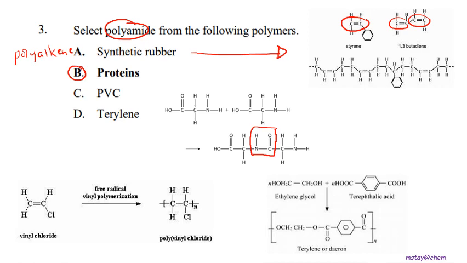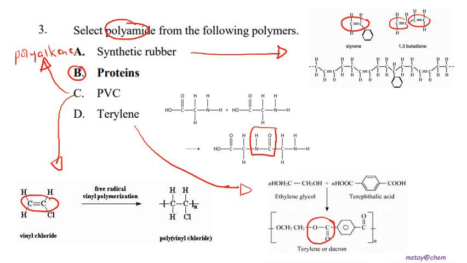For the PVC, this is the monomer for the PVC, which also consists of a double bond. So this one also will form polyalkene. For the terylene, the functional group we can obtain in the middle of the polymer is C double bond O with O, which is the polyester. So definitely the answer is B.